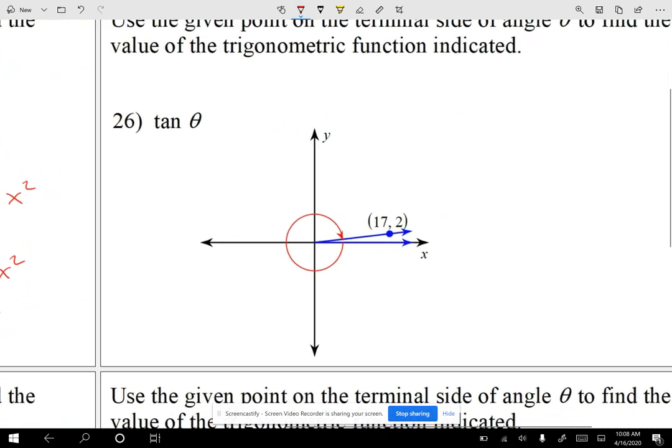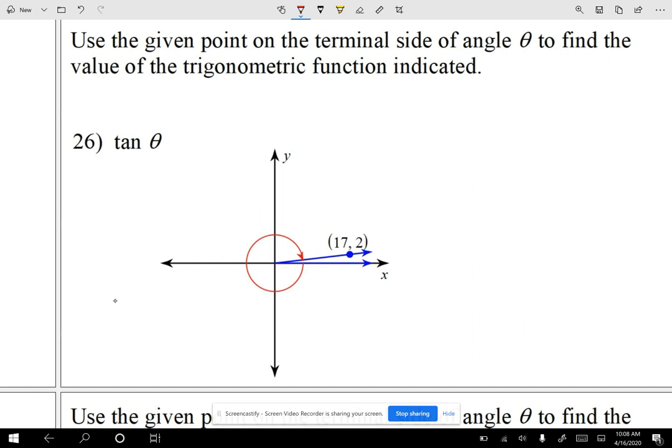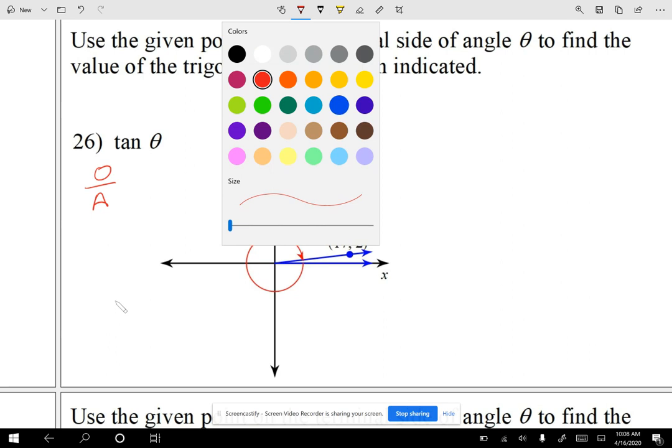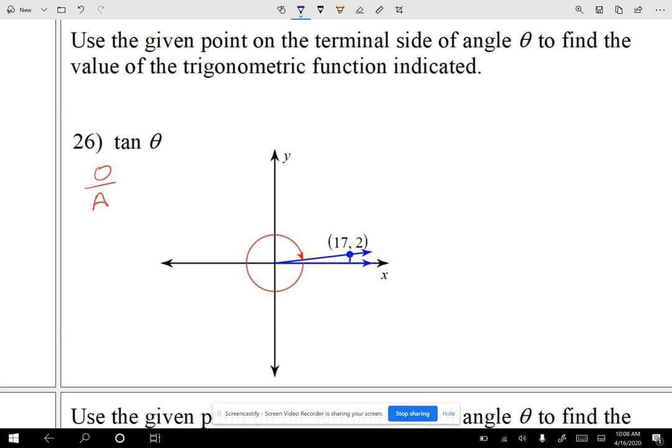All right, let's take a look at number 26. I need to find out the tangent. And I know tangent is opposite over adjacent. Let's see what I have. From the point that I'm given, I'm going to connect it to the x-axis. That corner is theta. So if I was to make my triangle bigger, this is what I have. That 17 is the side that is on the x-axis. So this is 17. The 2 is the side that goes up and down. It looks like the y-axis.